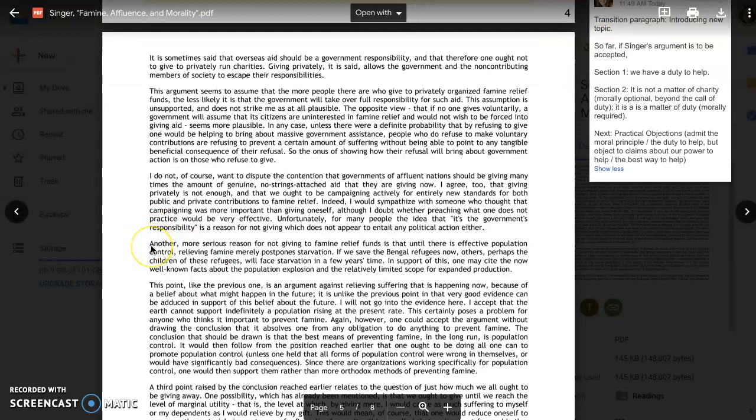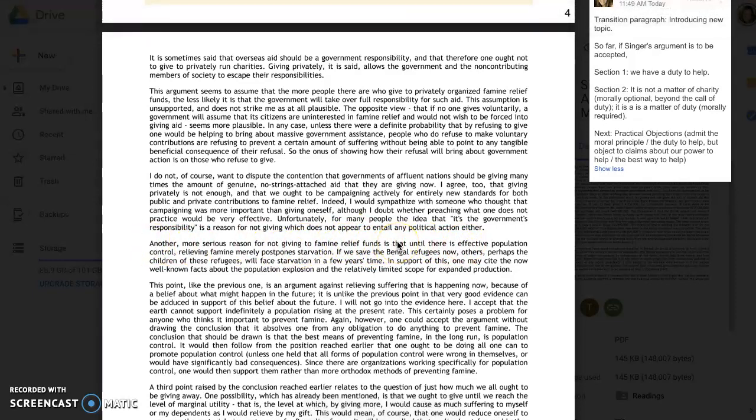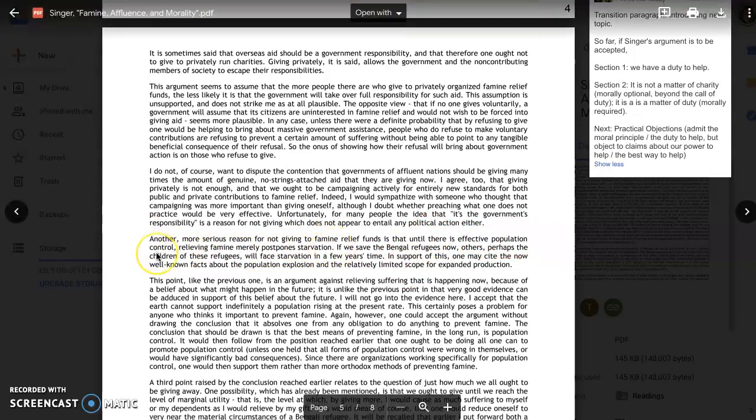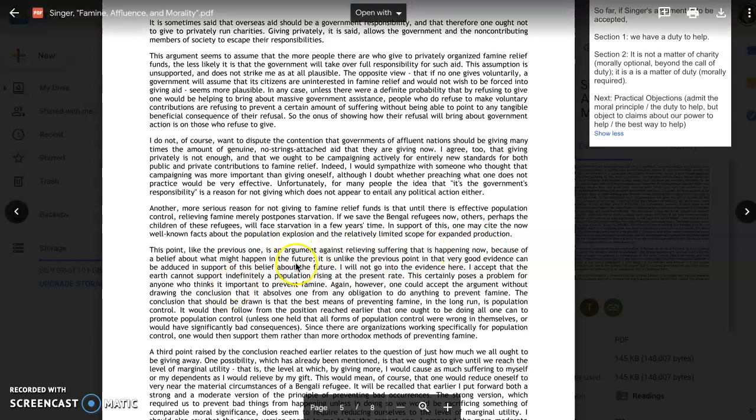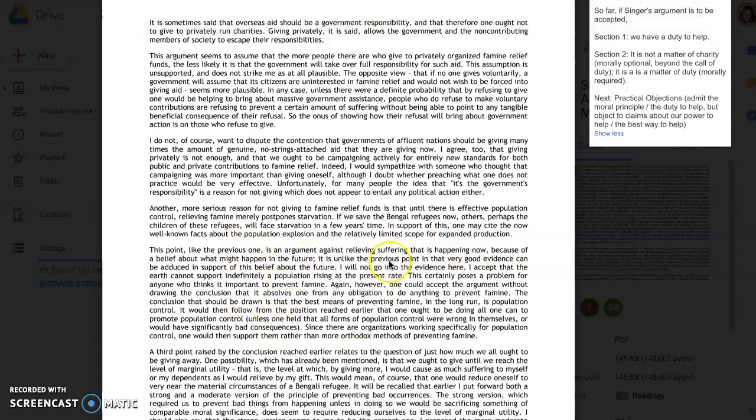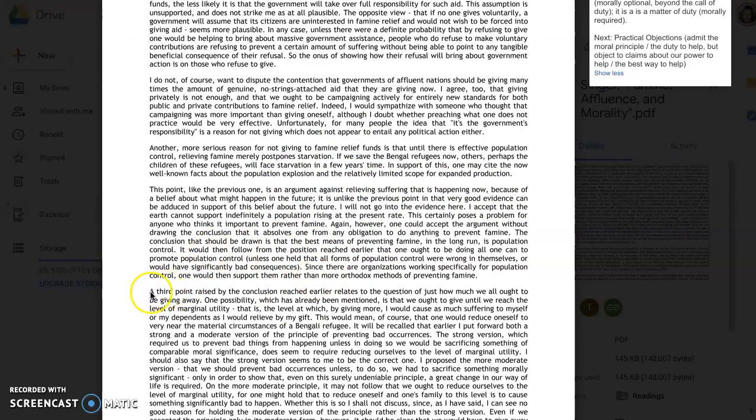"Another more serious reason for not giving to famine relief funds is that until there is effective population control, you're merely postponing starvation." So this is a new potential practical objection: even if you think there's a duty to help, there might be this other objection. "This point, like the previous one, is an argument against relieving suffering that is happening now because of something that might happen in the future." So talking about this one, a third point. So it looks like we're getting a third objection.